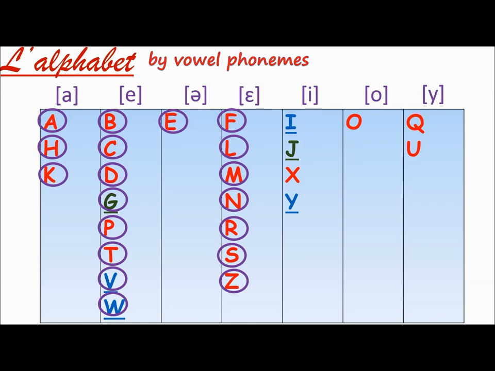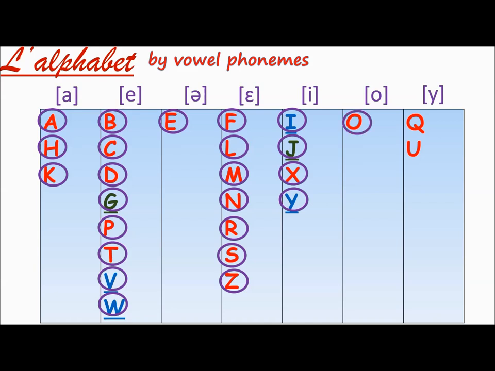Then we move on to the E column. So we have E, J, X, Y. E, J, X, Y. That's the column that ends up making you smile if you say it long enough, because your mouth is all stretched, so you end up feeling tricked into smiling, or at least I do.